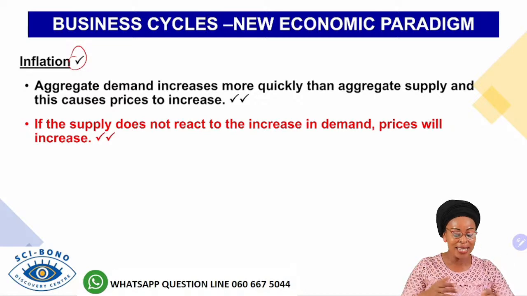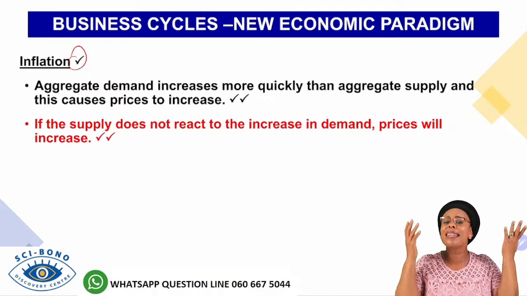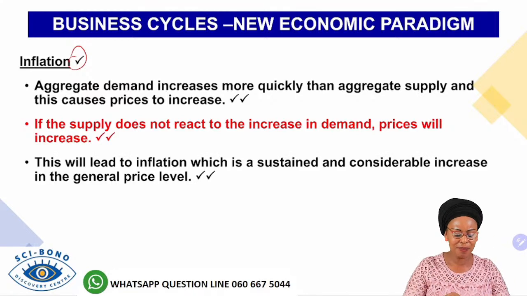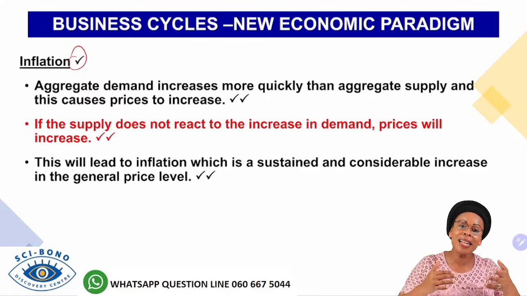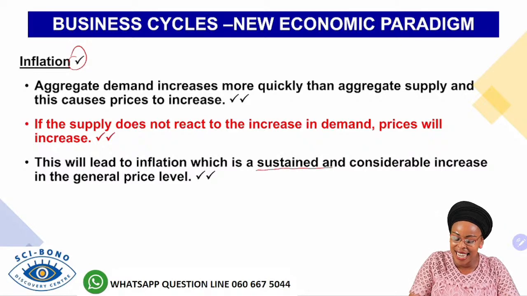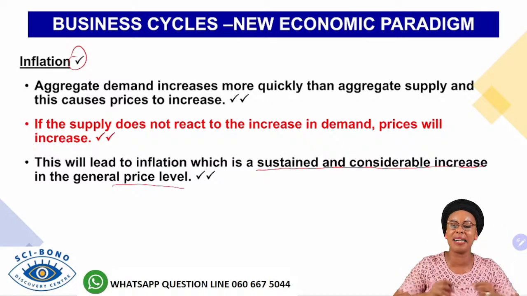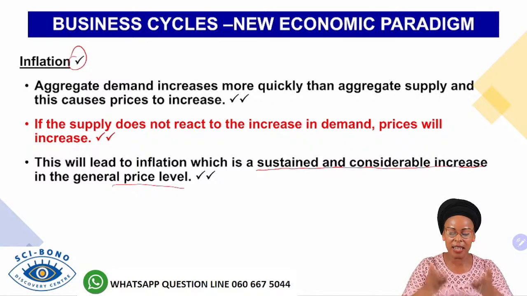If you also mention that if the supply does not react to the increase in demand, prices will increase, another 2 marks. If you mention that this will lead to inflation, and you even explain that inflation is the situation whereby there is a sustained and considerable increase in the general price level, you'll get your 2 marks for defining inflation for us.